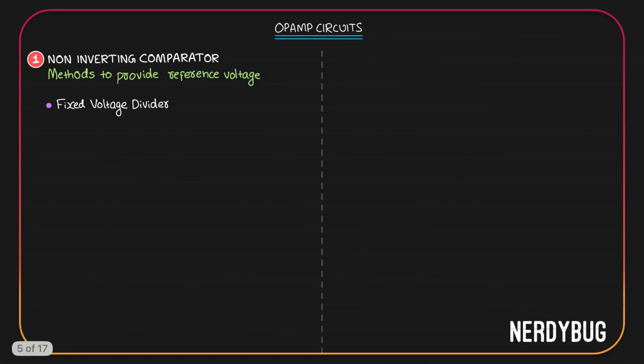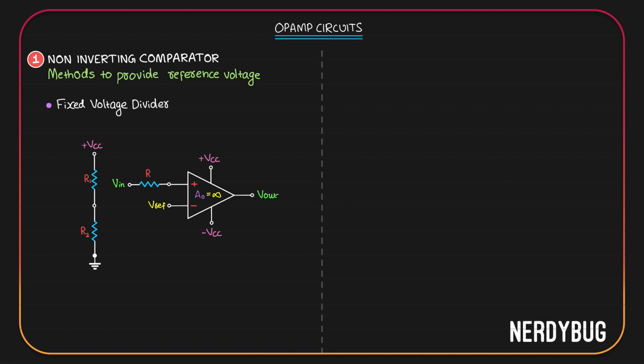The next method is to use a fixed voltage divider. We'll take the comparator circuit. From VCC, we will build a voltage divider like this. VCC will be divided between R1 and R2. We will connect this point to the reference node. Now reference voltage will be whatever is the potential that drops across R2. So we can write reference voltage is VCC divided by R1 plus R2 multiplied by R2.